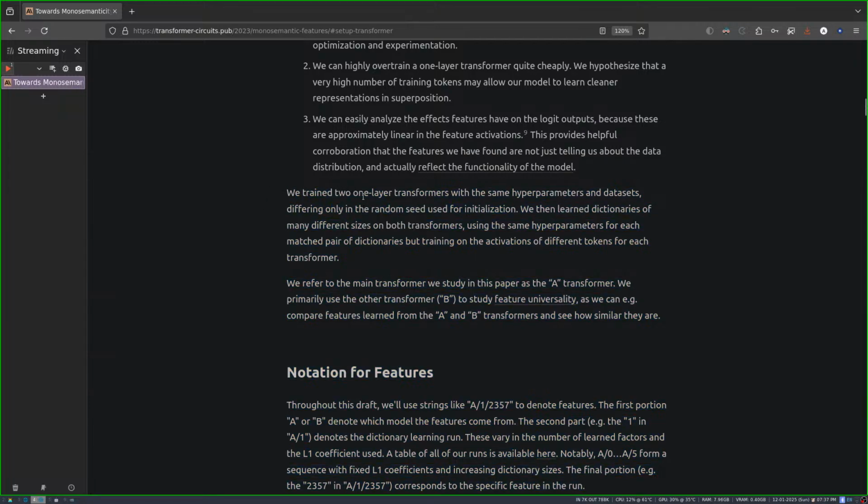We trained two one-layer transformers with the same hyperparameters and dataset, differing only in the random seed of initialization. We learn dictionaries with the same hyperparameters but train on the activations of different tokens for each transformer. We refer to the main transformer in the paper as transformer A, and primarily use this other transformer to study feature universality. We can compare how similar the features are.